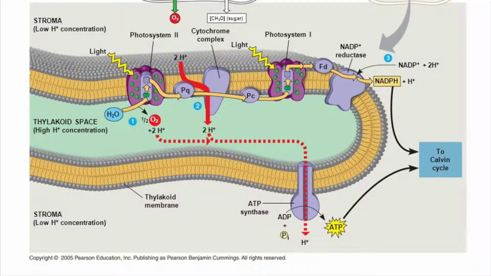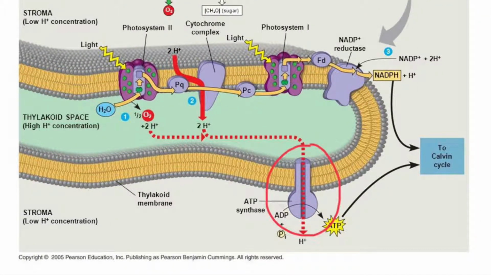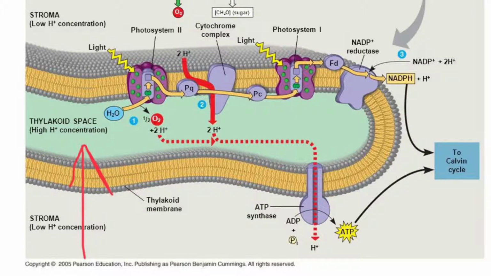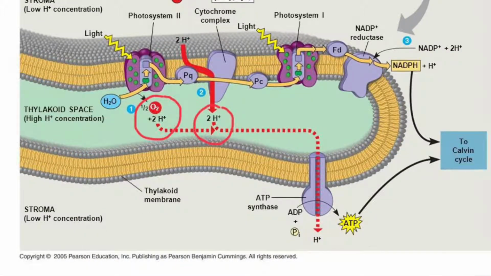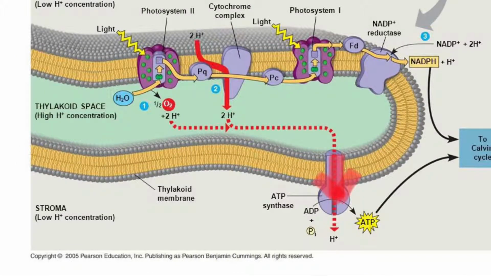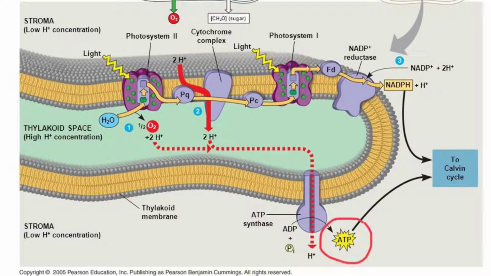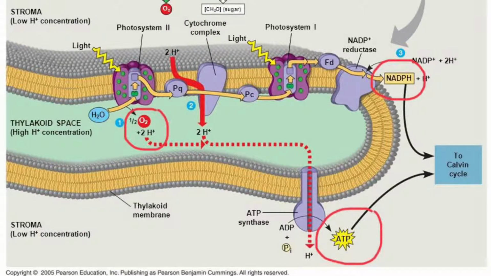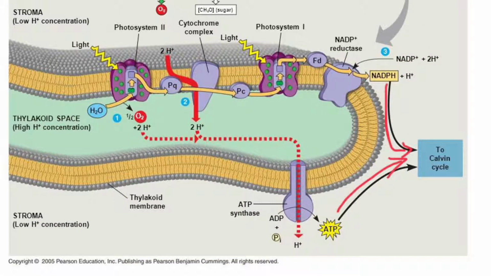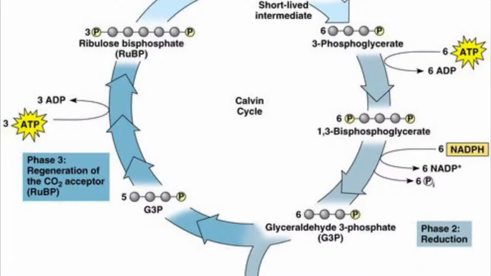After the photosystem comes ATP synthesis, which occurs in the thylakoid. Here, the hydrogen ions in the thylakoid space will go down through ATP synthase, down the concentration gradient, to produce ATP. The products of the light reaction are oxygen, ATP, and NADPH. ATP and NADPH will be sent to the Calvin cycle to be used as energy.